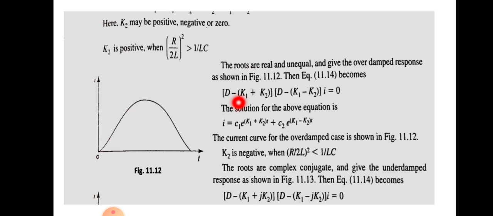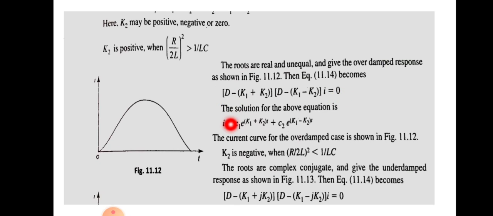See, the roots will be real and unequal in the case of this equation. So the solution of that equation will be in the form of (D minus (k1 plus k2)) into (D minus (k1 minus k2)) into I equal to 0. I is the unknown quantity. So I will be c1 e raised to (k1 plus k2) t plus c2 e raised to (k1 minus k2) t. This is a differential equation. We get the values of D1 and D2 as k1 plus k2 and k1 minus k2, so we can write the characteristic equation in this form, and this is the characteristic equation itself.